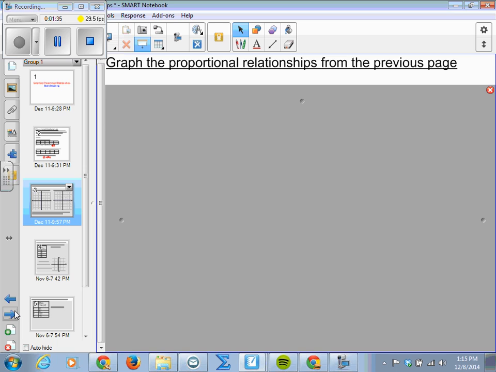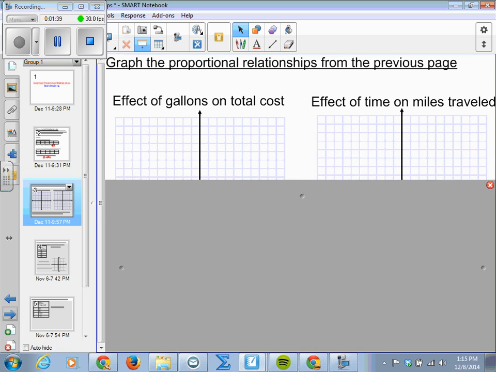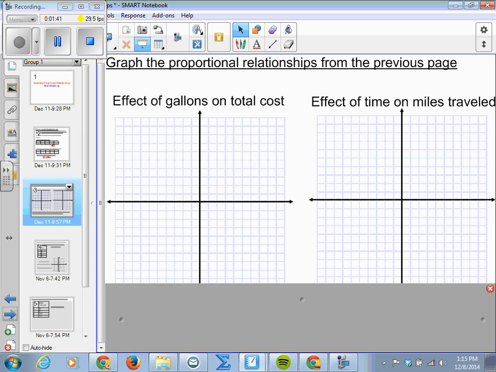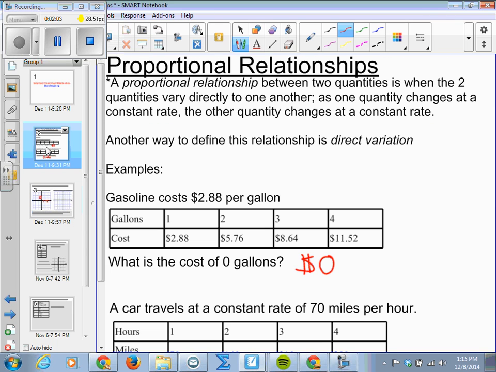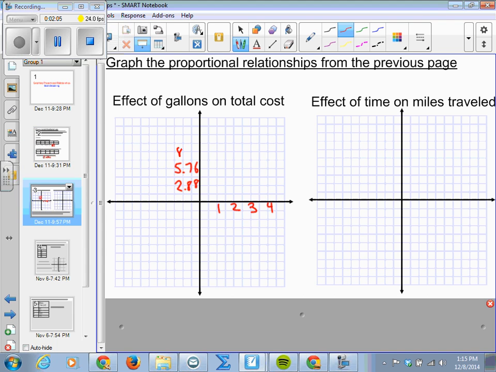Now we're going to graph those relationships that we saw on the previous page. We have the effect of gas on total cost on the left, and we have the effect of time on miles on the right. Bear with me, guys. I'm going to go ahead and put in what we have. We have 1 gallon, 2 gallons, 3 gallons, 4 gallons. Put gallons on the bottom. I'm going to space this out. So we have 2.88 there, 5.76 there, 8.64 and 11.52.